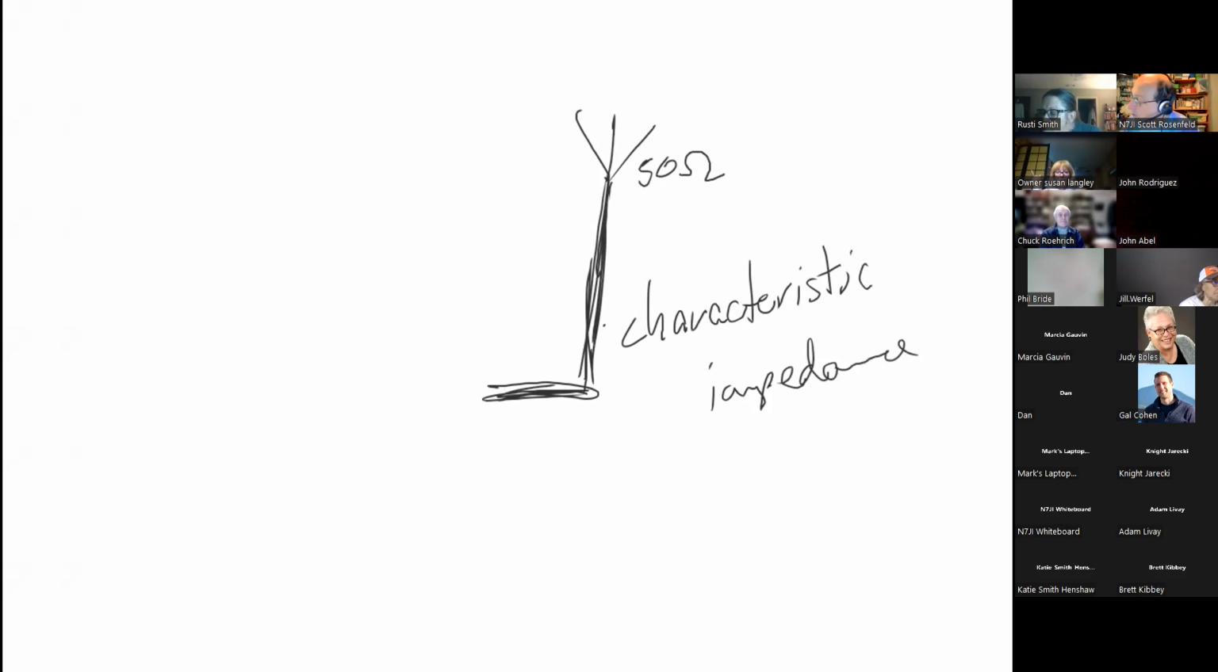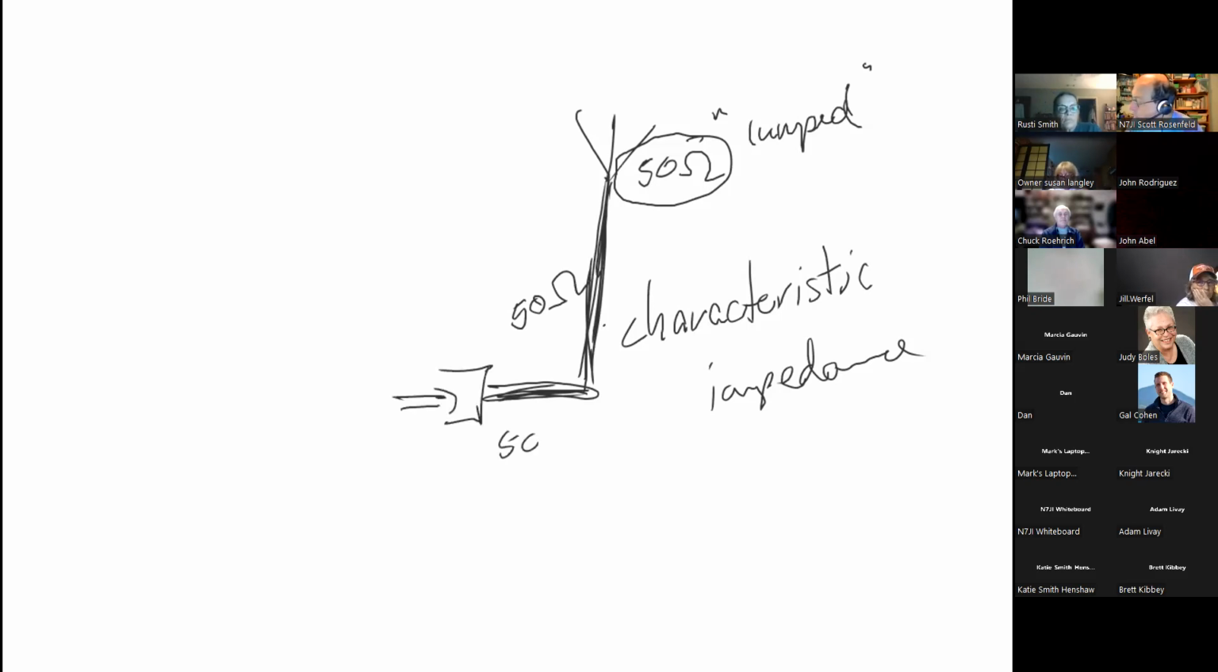So this device right here has what would be called a lumped impedance, which is basically just 50 ohms. That would be its value. With a characteristic impedance, if this was a 50 ohm cable with a characteristic impedance of 50 ohms, the impedance looking into that whole system would be 50 ohms.